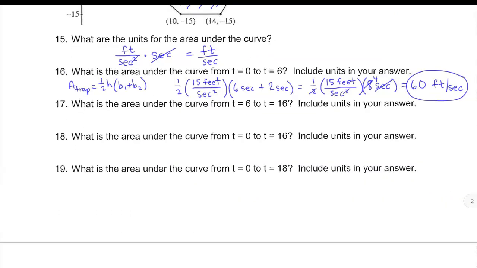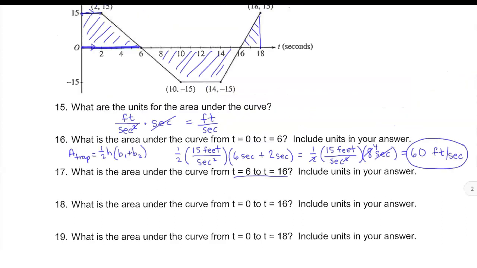Number 17, the area under the curve from t equals 6 to t equals 16. That is also a trapezoid. However, this time, that region is below the x-axis. So in the end, we're going to write our answer as a negative answer. And I'll show you how I would set this up.